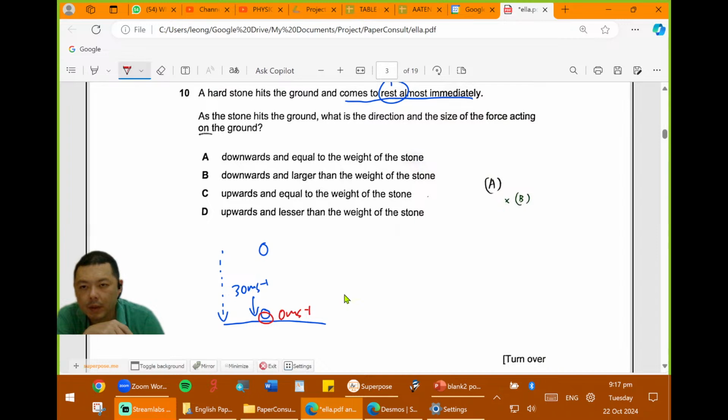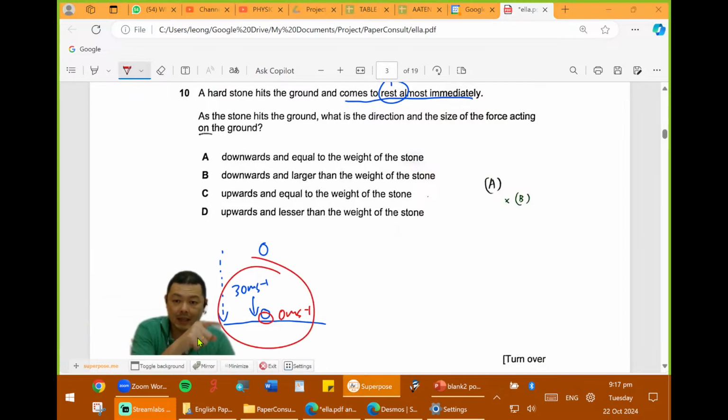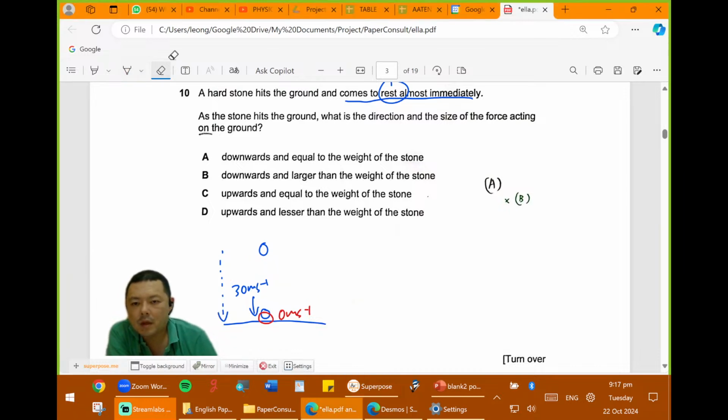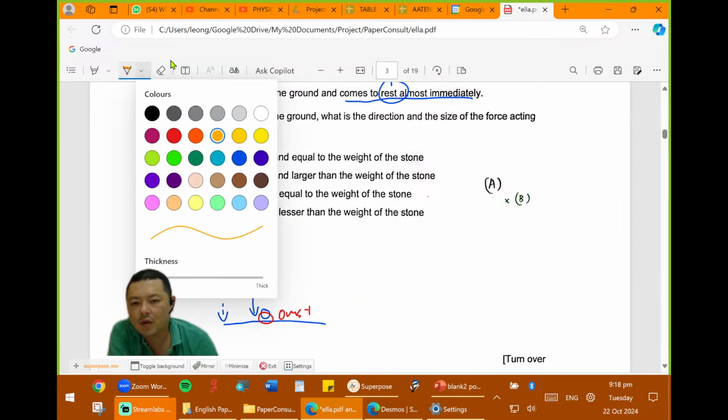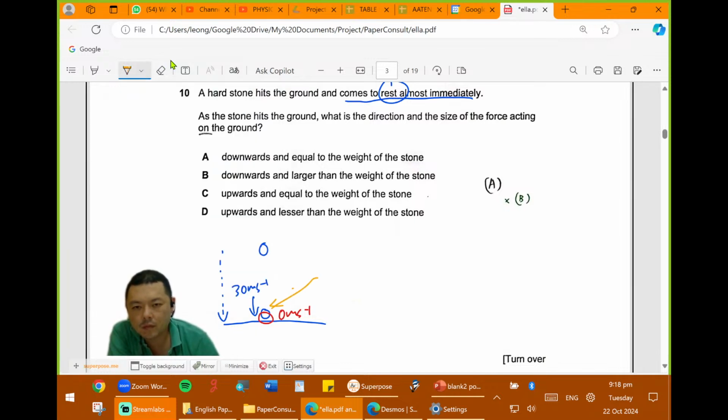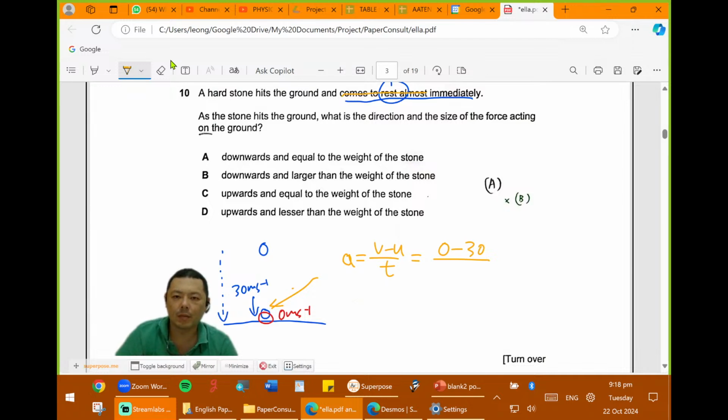Okay, never mind. So in this spot here, that means I don't care about the top part anymore. I really care about this part here. I have to do this step by step. What's the acceleration like? What's the deceleration like, sorry, for the stone? It'll be a equals v minus u over t, and v is 0 minus 30 over... What do you think a short time means? Like comes to rest almost immediately. How fast do you think that is?